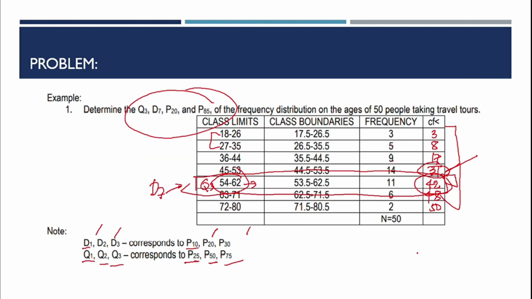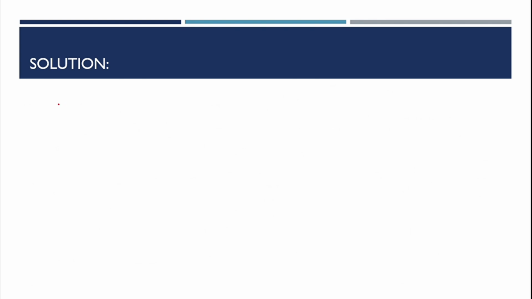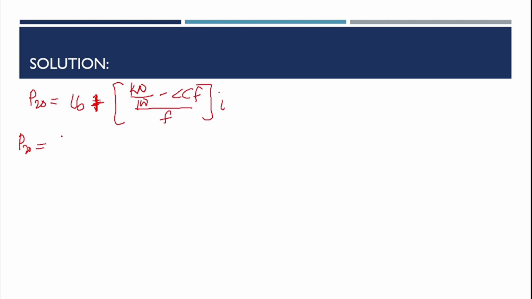So next is P20. How to find P20? Okay, let's have P20. Our P20 is equal to LB plus Kn over 100 minus less than cumulative frequency over the frequency times the interval. So first step for P20 is Kn over 100. So what is our K?